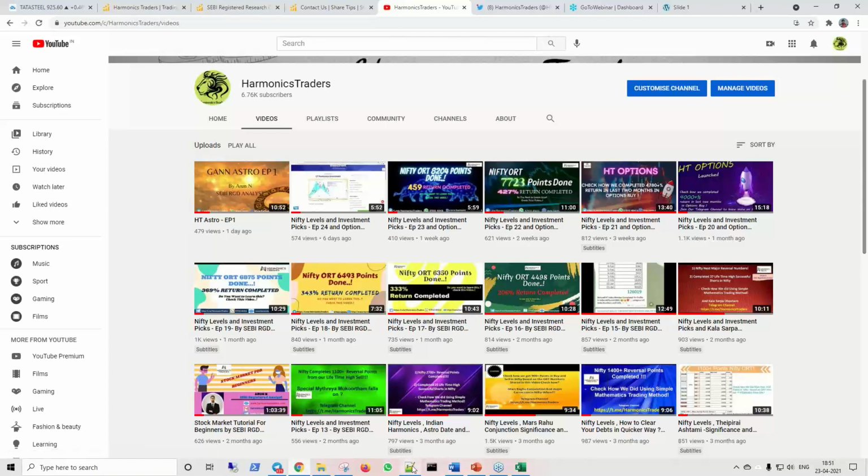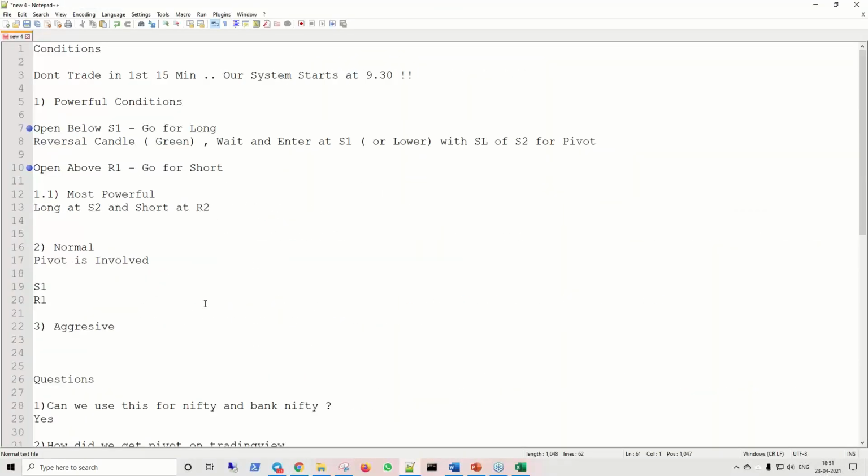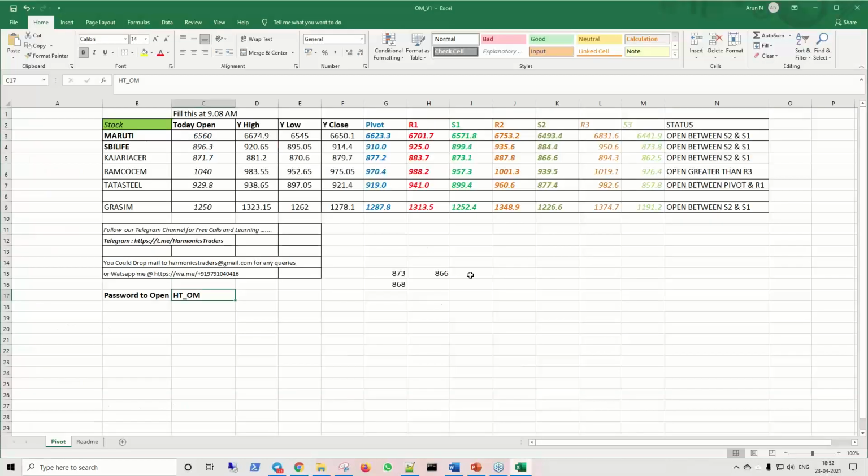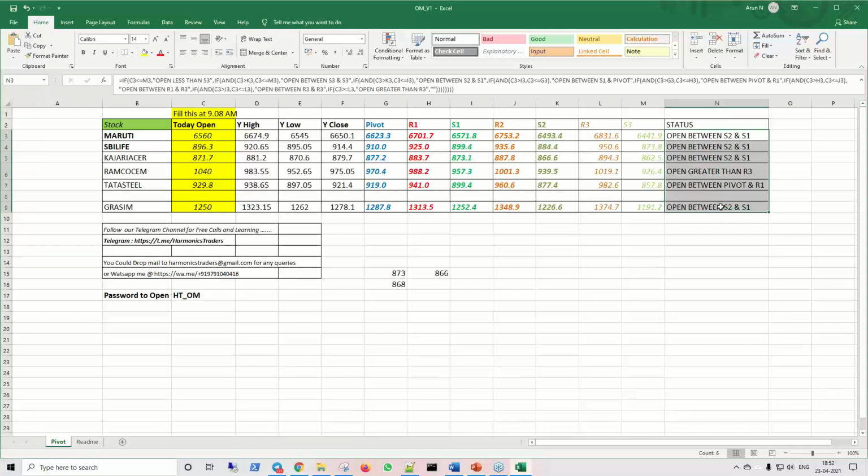So in the last 5 minutes, let me summarize the things. If you have any queries, we'll take the next 10 minutes for your Q&A. Do remember, how are we going to pick these stocks? With this Excel, you will be filling in this detail just one day in advance. At 9 a.m. you are just going to fill in this particular data. Today's open you're going to fill. Once you fill it, you will have this particular status.